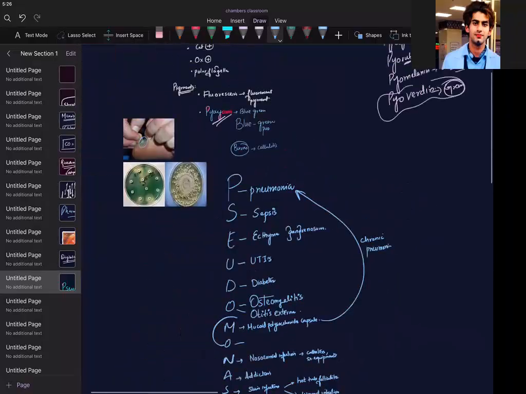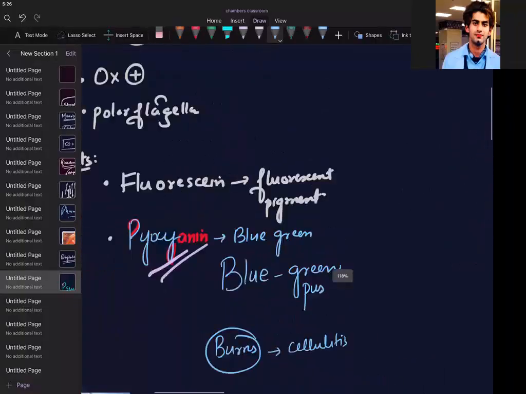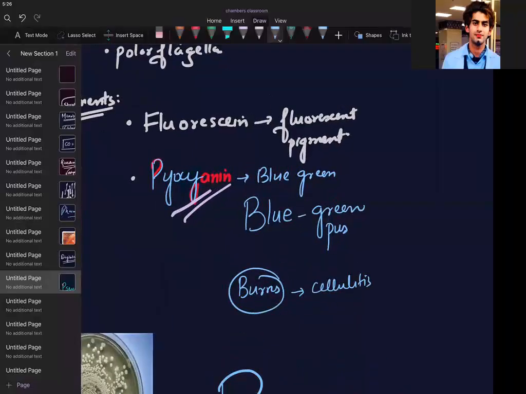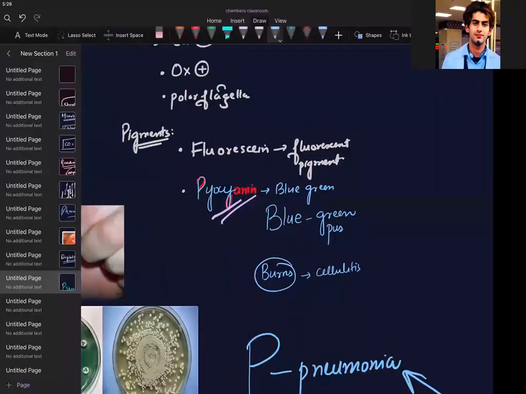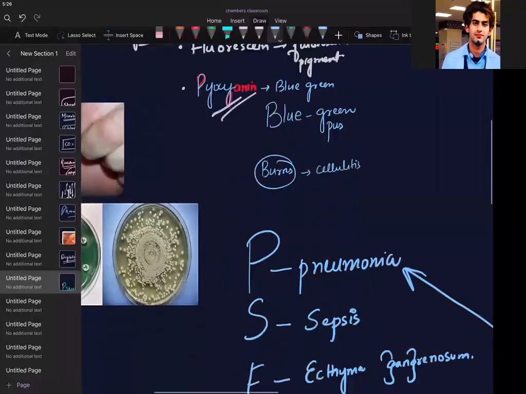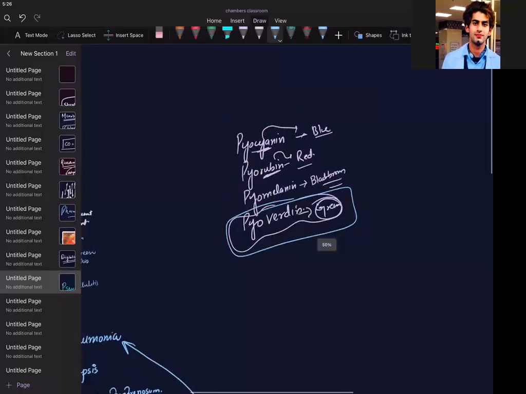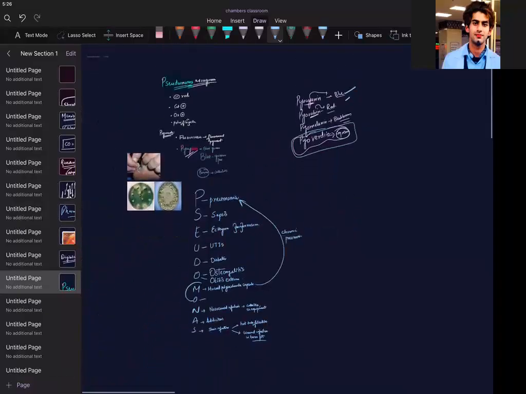No, this is mostly found in Pseudomonas aeruginosa. We are reading preferably about Pseudomonas aeruginosa. I have told you here, this is seen mostly in Pseudomonas aeruginosa. Well, others can have this: pyocyanin, pyorubin, pyomelanin. Okay, this is done.